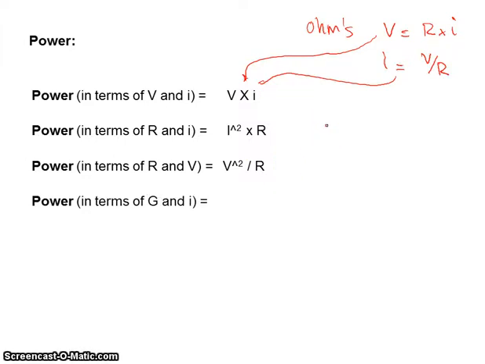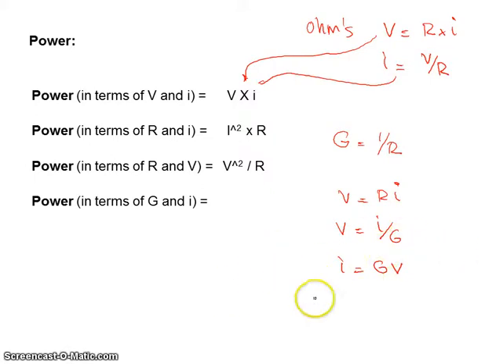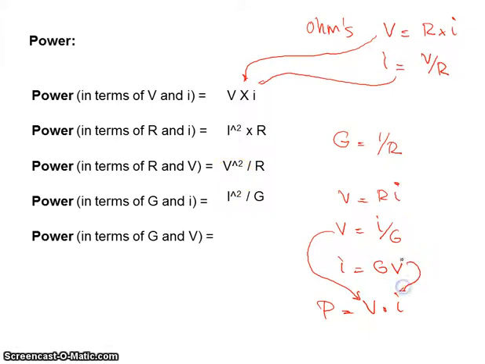Now, the power in terms of G, or conductance, which is just the inverse of resistance. So if we have voltage as resistance times current, voltage in terms of conductance will be I over G, and current, which is usually V divided by R, will be G times V. And so if now I substitute these values into my equation, substituting V like that, that will give me I squared divided by G. Or if I substitute the I, this would give me a value of G times V squared.